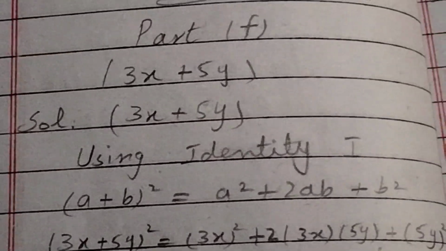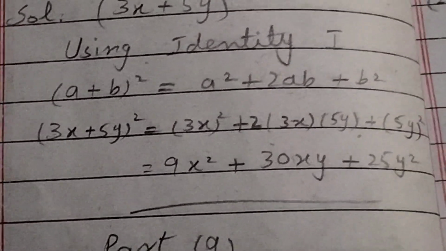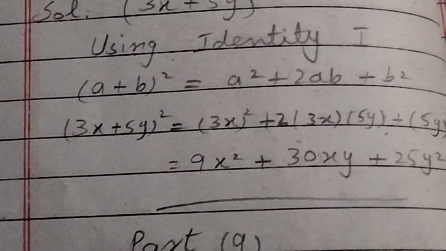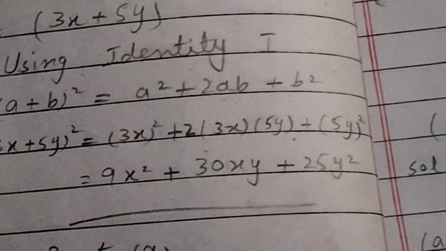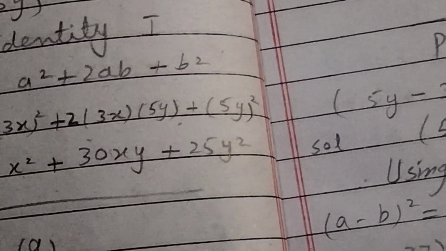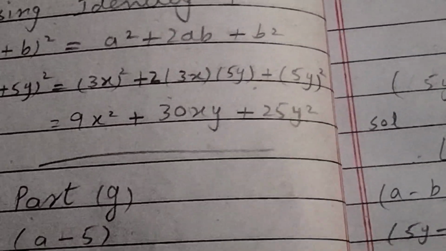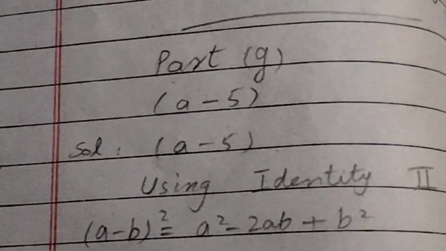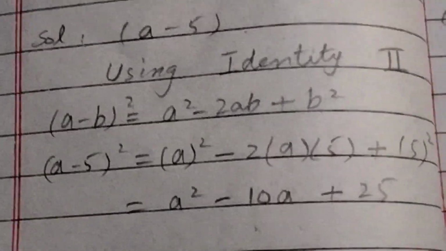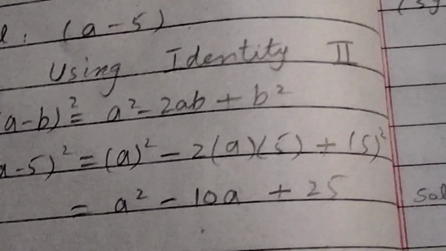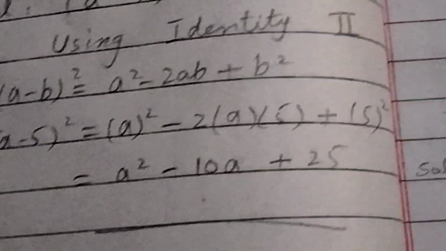And part F, 3x plus 5y, using identity number 1. Putting the values of this part, 3x plus 5y square is equal to 3x square plus 2 times 3x, first value, and second value 5y, and the whole square of the second value 5y square. So after multiplication we get 9x square plus 30xy plus 25y square. Part G, a minus 5, using identity number 2, a minus 5 whole square is equal to a square minus 2a5 plus 5 whole square. So after multiplication we get a square minus 10a plus 25, which is the square of 5.